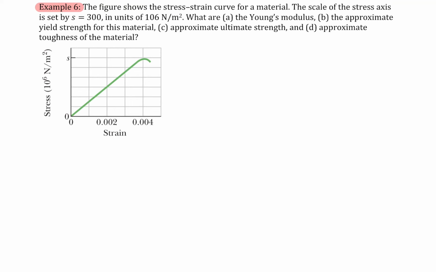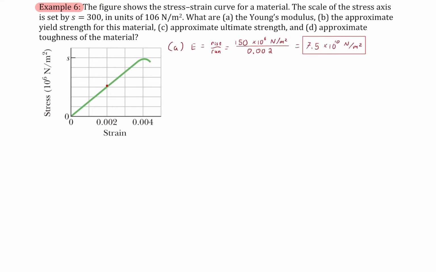The scale of the stress axis is set by the fact that S is 300 in units of 10 to the 6 newtons per square meter. This should be to the 6, by the way, raised to the 6th power. What are the Young's modulus, the approximate yield strength for this material, and the approximate ultimate strength? Also, what's the approximate toughness of this material?